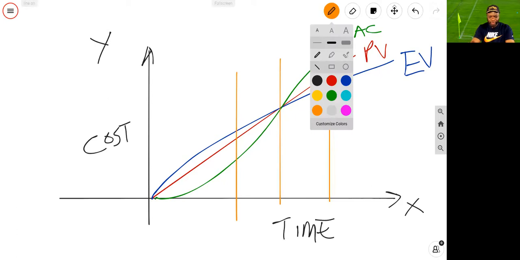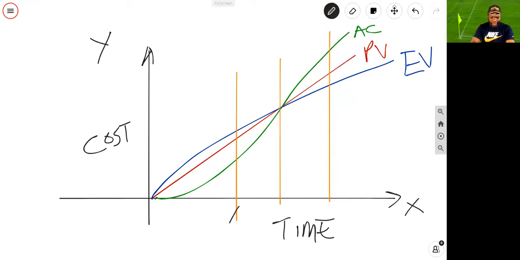You should be able to look at this and say, at point A, the state of the project, EV is above both the AC line and the PV line. So at point A, you are ahead of schedule and under budget.